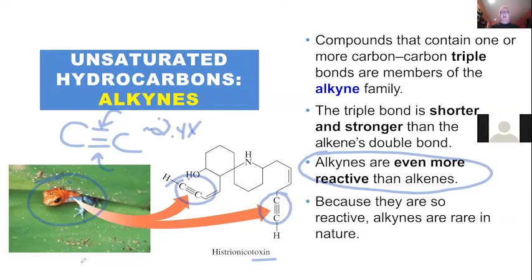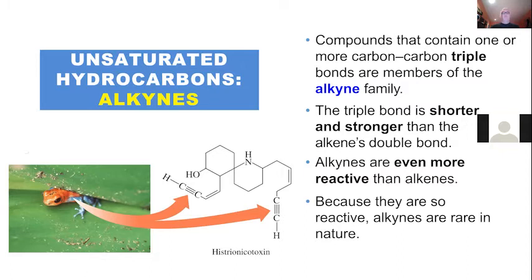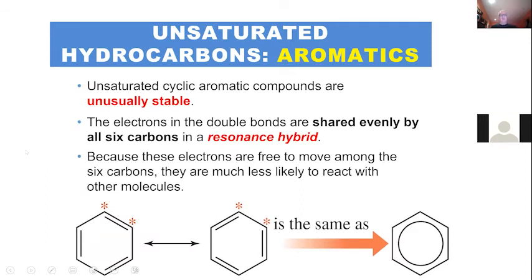So we don't see a lot of alkynes in nature, so we're not really going to talk about them much, but just be aware that basically any carbon compound with triple bonds in it is an alkyne. And then a really interesting group of unsaturated hydrocarbons are called the aromatics. We'll be talking a lot about them because they're also very important biologically.